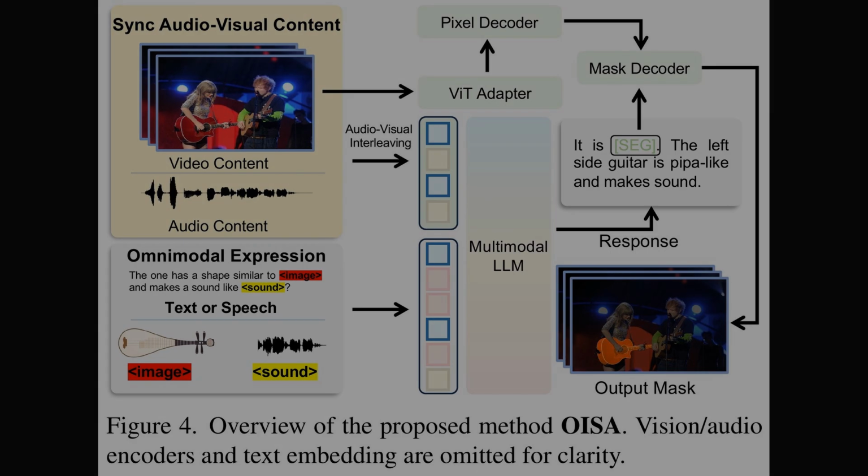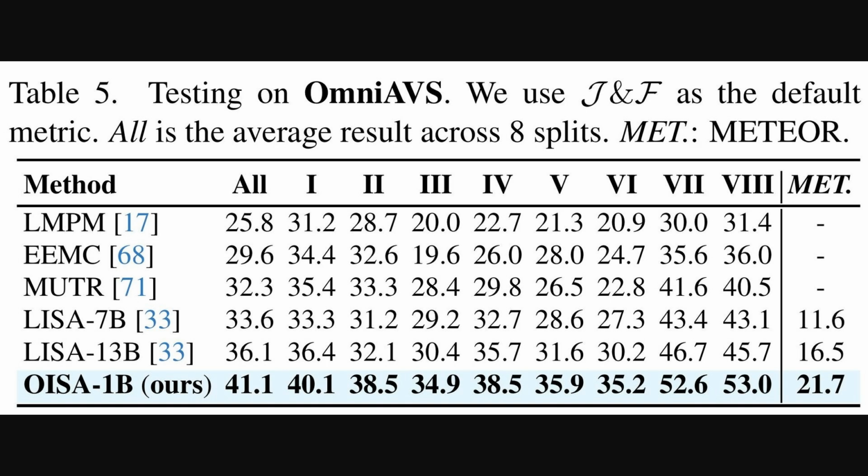So moving to the results, this table shows how OISA stacks up against other models on the new OmniAVS benchmark. The main metric here is the J&F score, which is a standard way to measure how accurately the model highlights the correct object. And the results are really clear. OISA, in the bottom row, achieves an overall score of 41.1%, a solid 5 points higher than the next best model. It also excels at generating explanations, with a meteor score of 21.7, which is much better than the competition.